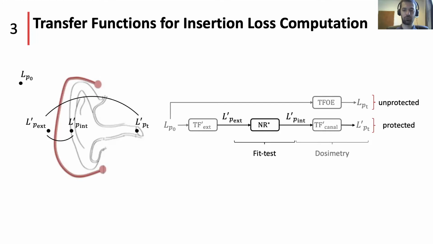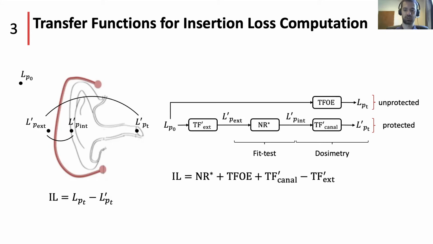For dosimetry, however, we still need to assess the sound pressure level at the eardrum. For that, the transfer function of the ear canal, TF canal, can be used. To assess the noise dose, insertion loss calculations are required. Thus, two other transfer functions are needed: the external transfer function TFX and the transfer function of the open ear, TFOE, all of them leading to the following equation. For the experimental validation, a fifth measurement point is used to compute another insertion loss referred to as IL star.